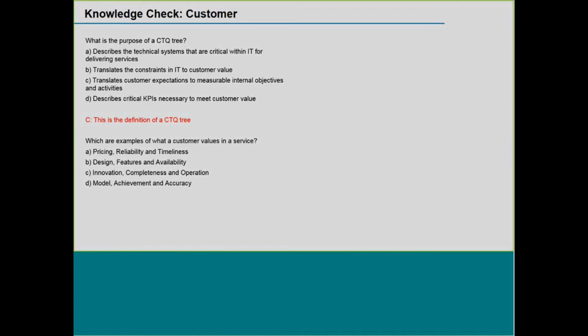Which are examples of what a customer values in a service? A, pricing, reliability, and timeliness. B, design, features, and availability. C, innovation, completeness, and operation. D, model, achievement, and accuracy. The answer here is A, and this was in that list of customer values that we saw earlier in the presentation.